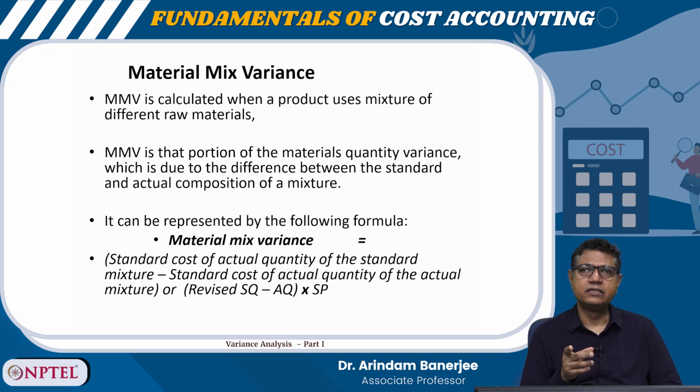Sometimes a product uses a mixture of different raw materials, right? So, this material mix variance is calculated when a product uses a mixture of different raw materials. MMV is that portion of the material's quantity variance which is due to the difference between standard and actual composition of a mixture. So, the formula is what? Formula is standard cost of actual quantity of standard mixture minus standard cost of actual quantity of the actual mixture, or I can say like this, revised standard quantity minus actual quantity into SP.